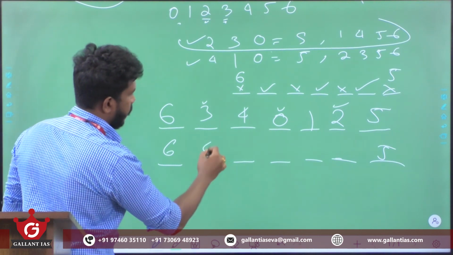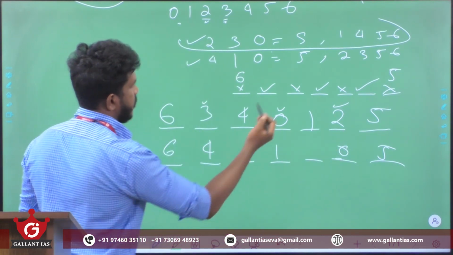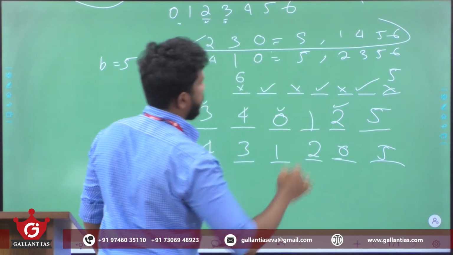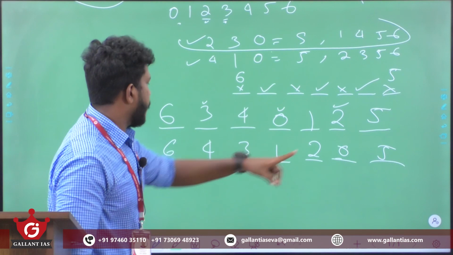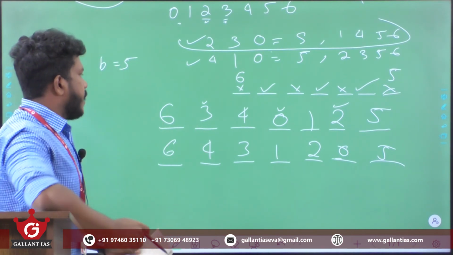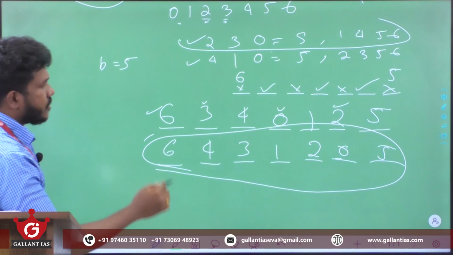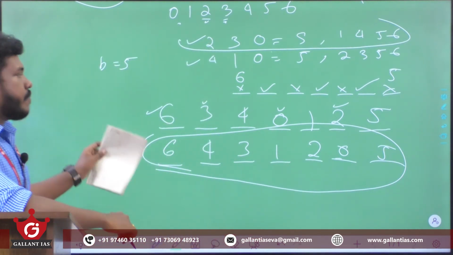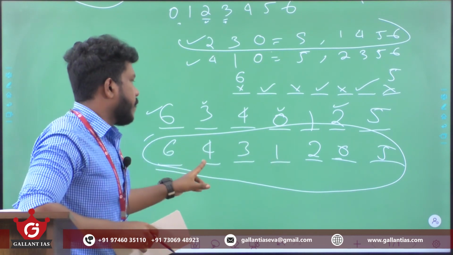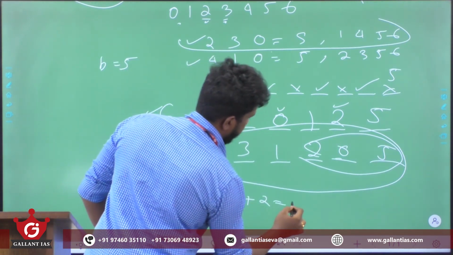Now consider the second set. So it will be 6, 4, then you can write 1, then 0, right? What are the other values? You can write 3 here, then 2 here, right? Now compare these two values, 6, 3, 4, 0, 1, 2, 5 and 6, 4, 3, 1, 2, 0, 5. Among these two possibilities, 6, 4, 3, 1, 2, 0, 5 is the largest number, the biggest number that you can make. The question is to find the sum of the last three digits, that is 5 plus 2, which is 7. So the answer is 7.